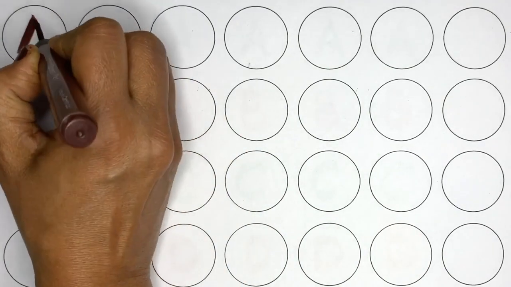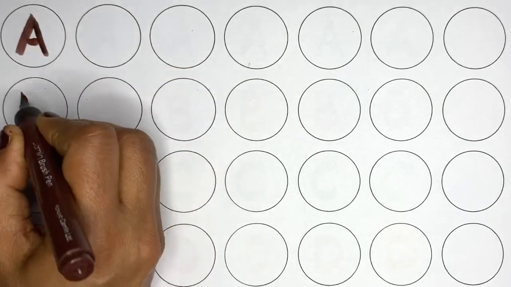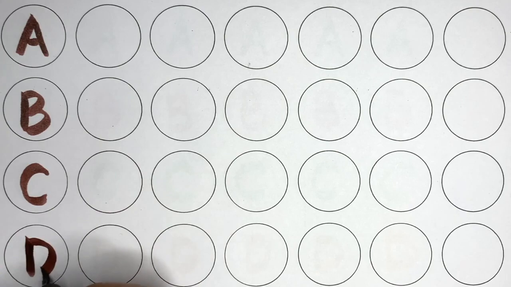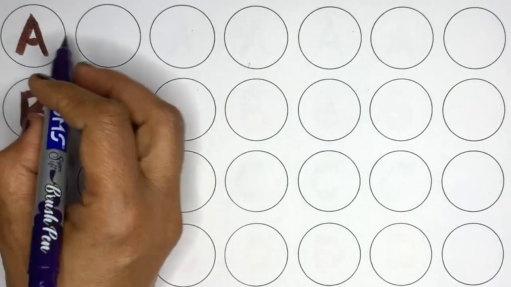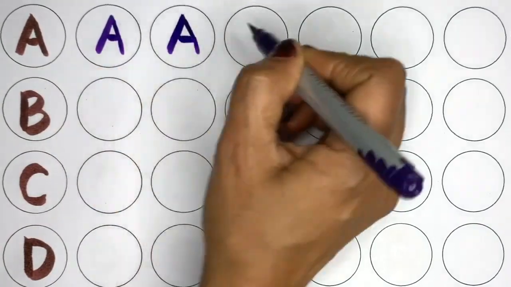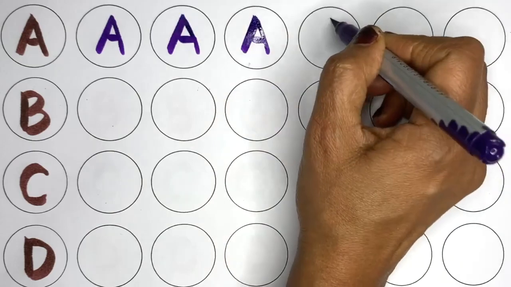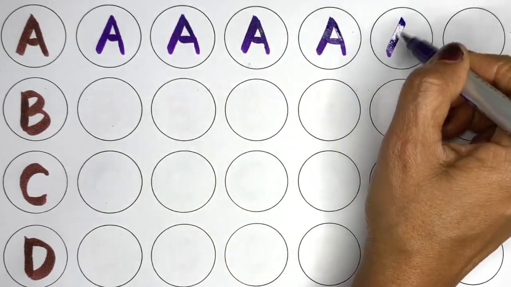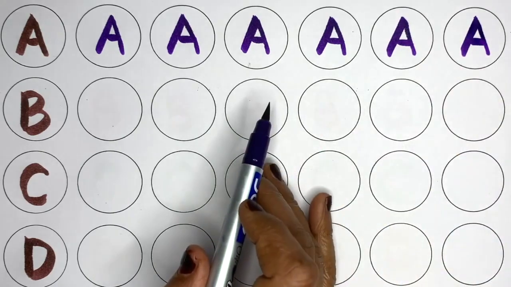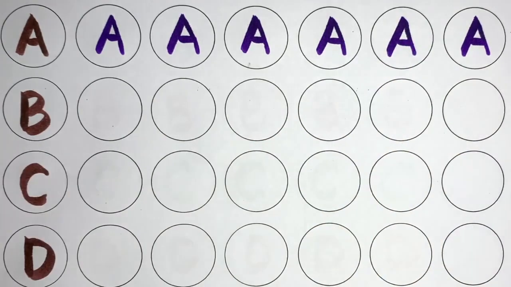A, B, C, D. A for apple. A. Violet color.